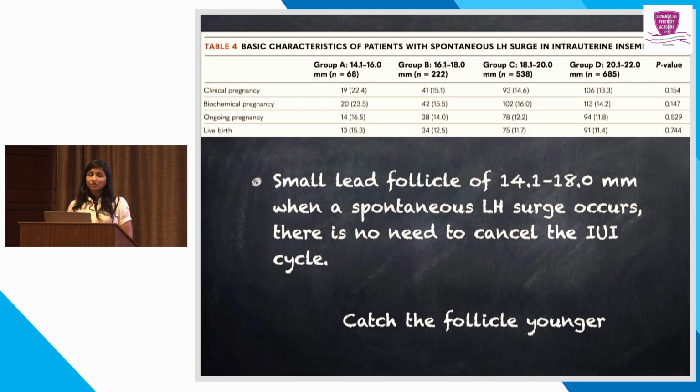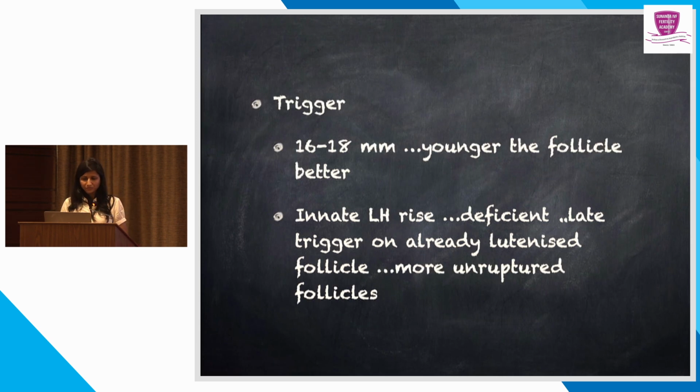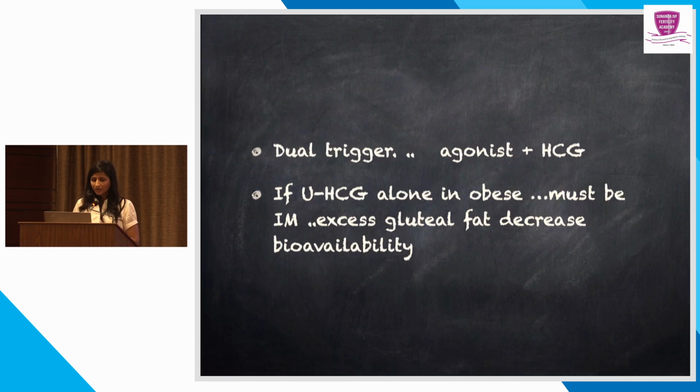Same way, for those patients who are having a spontaneous LH surge, if you see, there are patients having follicle size even 14 millimeter, 16 millimeter, but still they had an LH surge. Still the pregnancy outcome didn't differ when they did IUI within 24 hours. And between 14 to 18 follicle size, they had the same pregnancy rate. So again, it tells us there is no need to cancel IUI on this basis. Give the trigger early and you still see better success.